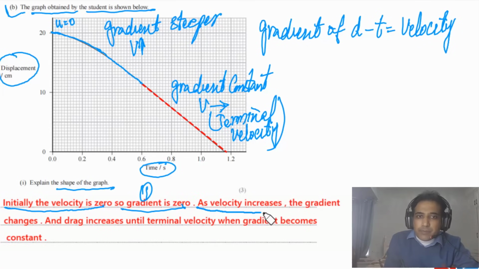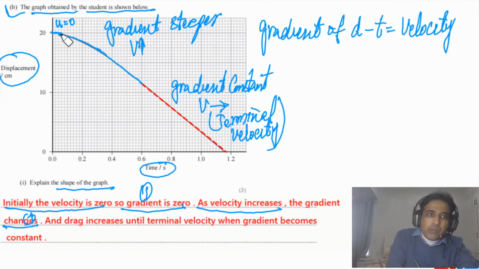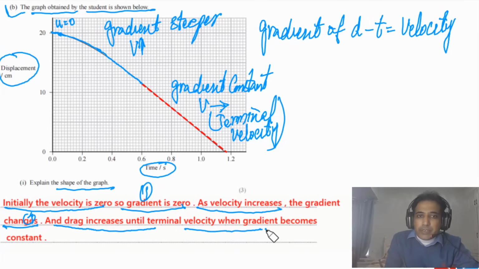Then you can say as velocity increases, gradient changes, you will get 1 point, if you have mentioned this part. And the last one, drag increases until terminal velocity when gradient becomes constant, meaning here the object is moving at constant velocity. So that is the terminal velocity, the final constant velocity. If you write the third point, you will get another mark, and this question has 3 marks.